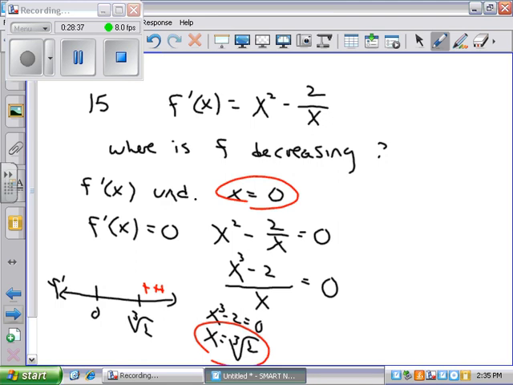Give me a number between 0 and the cube root of 2. 1. Well, you know it's larger than 1, right? Because the cube root of 1 would be 1. So we'll pick 1. You take a number like 1, 1 minus 2? Negative. And you take some negative number like negative 1, so you have positive 1, but then plus 2, so positive. So it's decreasing from 0 to the cube root of 2. What choice is that? Choice D.